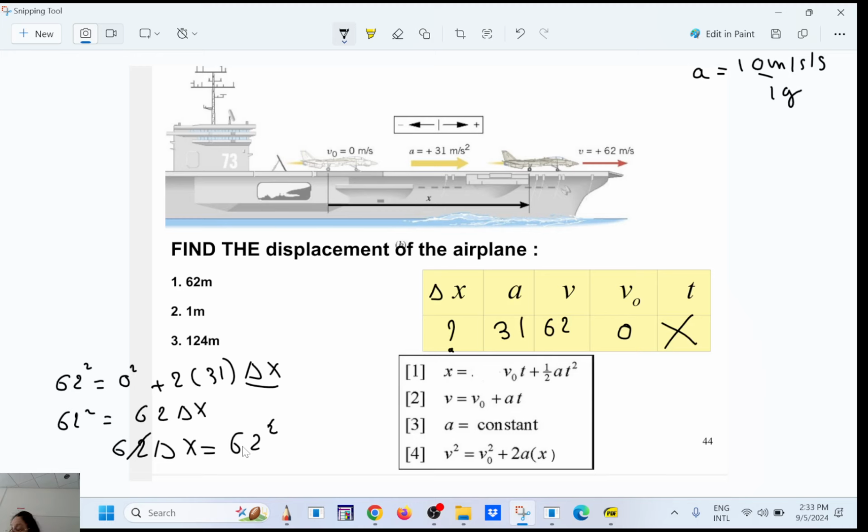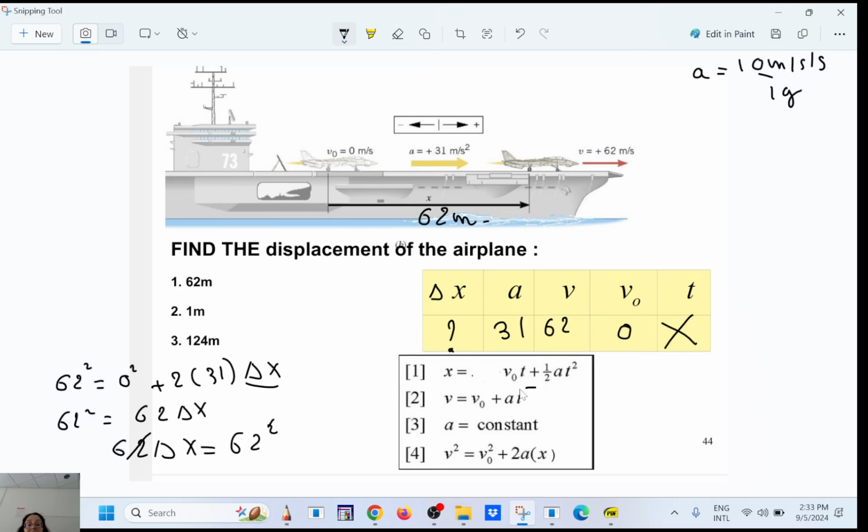So the answer is 62. Right? Do you all agree? And if you don't agree, go back to algebra or see me after. So you divide both sides by 62. Okay? So the displacement here is 62 meters. You could find the time if you want.